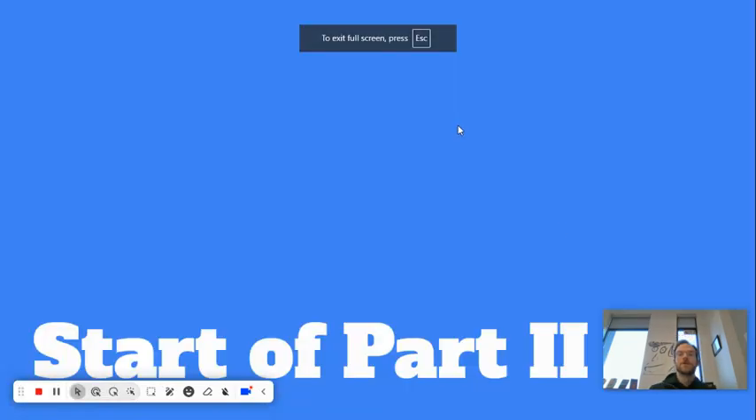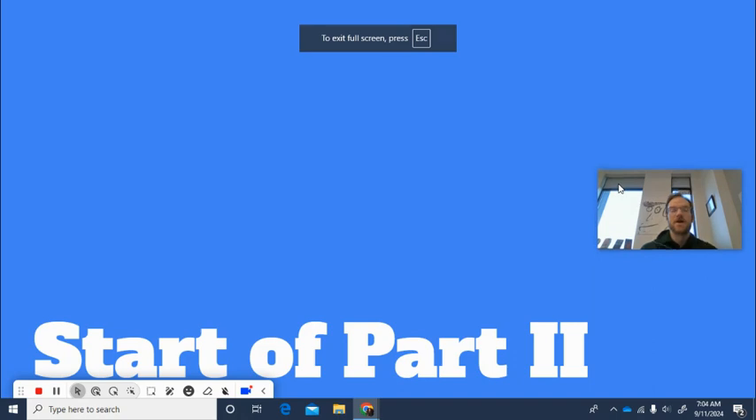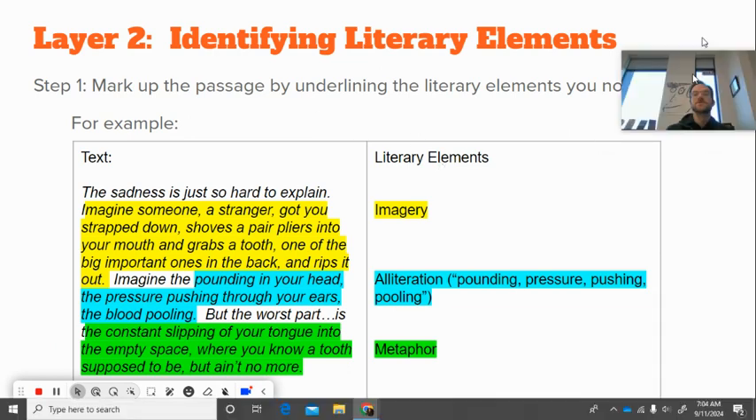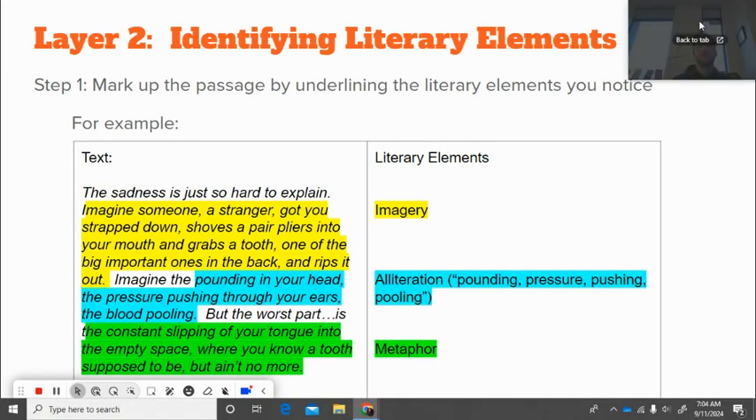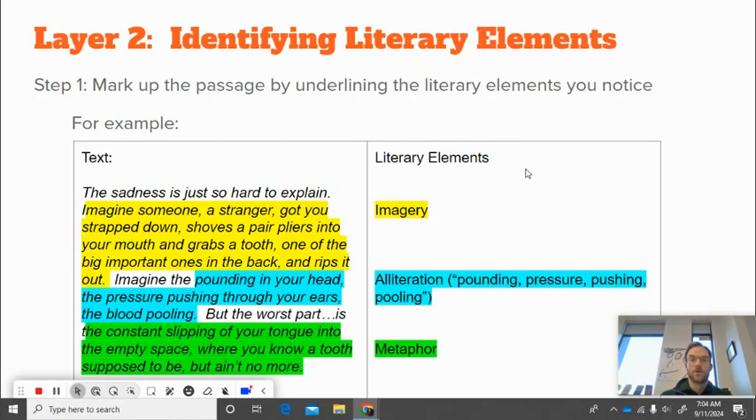And so if we think of annotation strategies as ways we can understand what we read better, that first layer of understanding is just, do we understand the story? Can we picture it? But now we're going to get into the author's technique. So layer two, or a second way we can look at a story and annotate a story, is through the lens of identifying literary elements. So in other words, identifying the techniques that an author uses to put the story together.